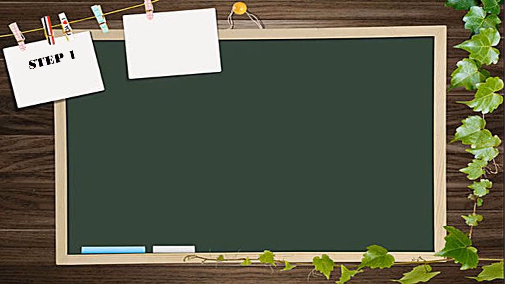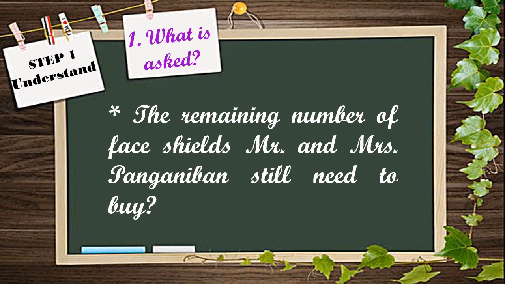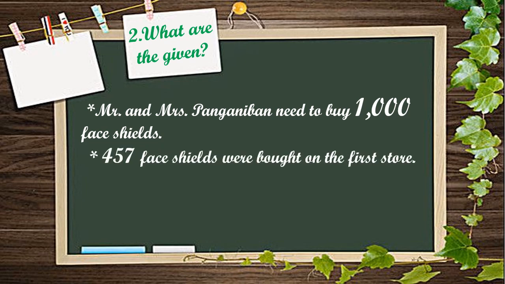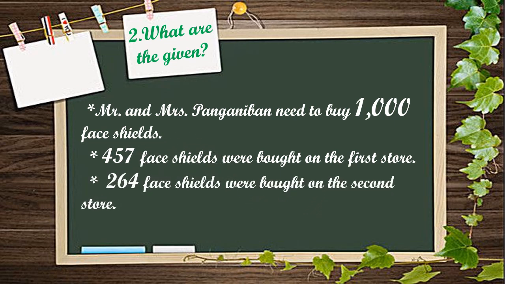So let us follow the steps in solving word problems. For step 1, we have to understand what is asked. What is asked in the problem? Answer: the remaining number of face shields Mr. and Mrs. Panganiban still need to buy. What are the given? Mr. and Mrs. Panganiban need to buy 1,000 face shields. 457 face shields were bought on the first store, and 264 face shields were bought on the second store.